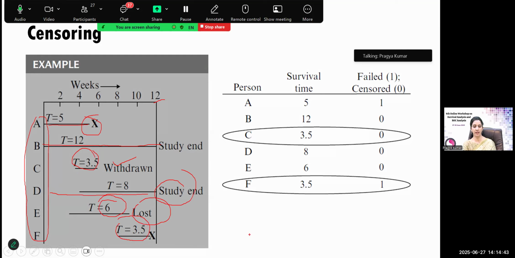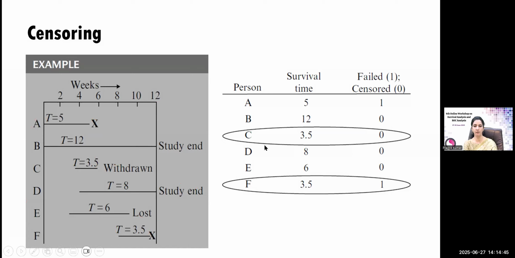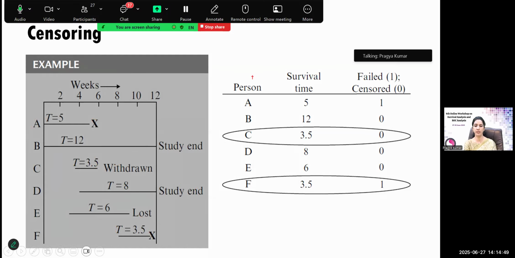So if I arrange this survival data in the form of a table, then this first column will tell you about the person or the event. And you know that in any data set, each row is for one individual. The same principle applies here also. Each row is for one individual. So these are various rows which you will see either in JAMOVI or in SPSS, whatever data analysis software you use. This is the survival time.